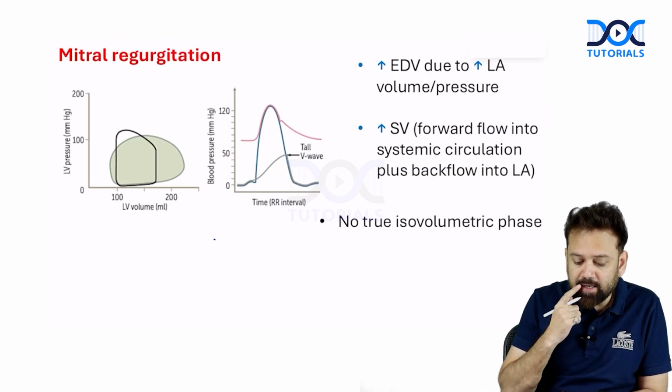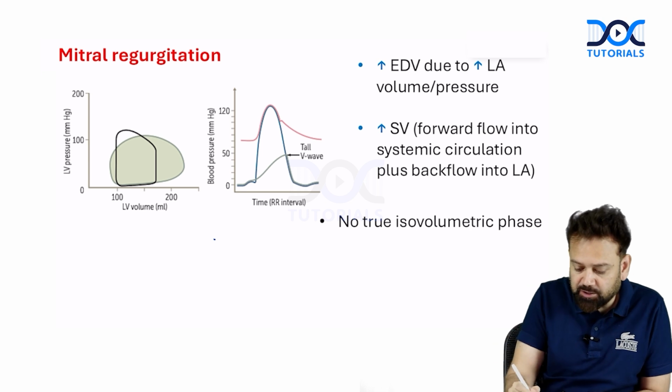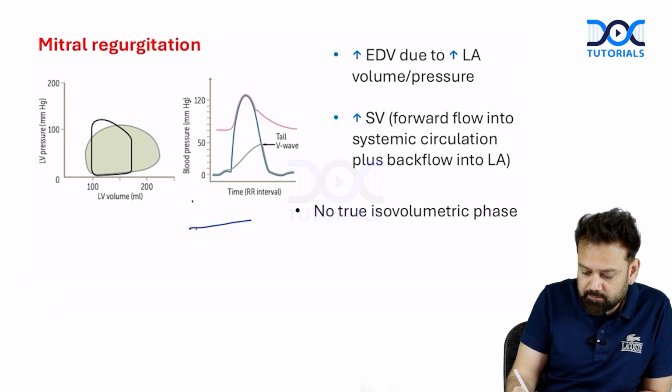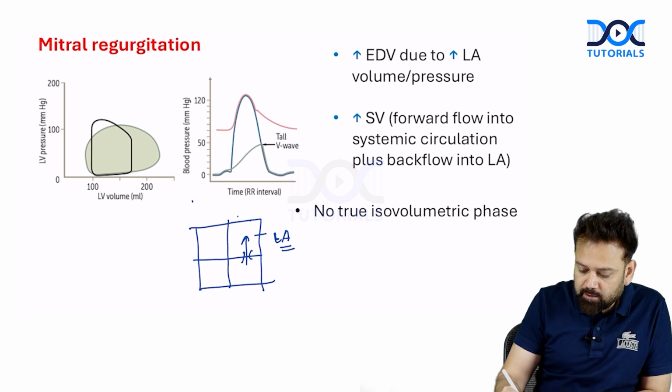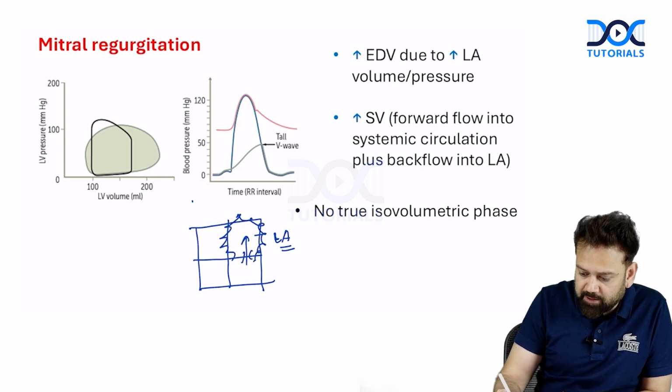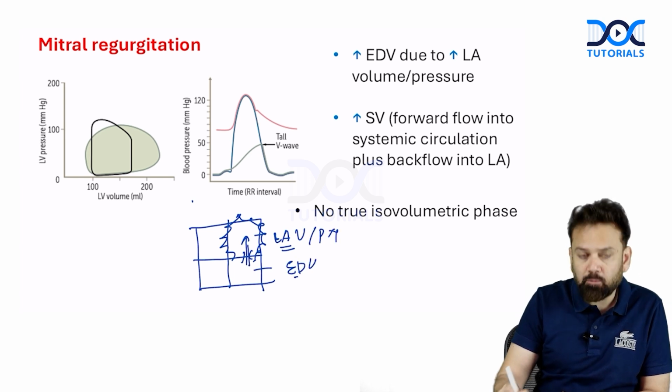Now, mitral regurgitation. Now, what will you see? In mitral regurgitation, blood is leaking into the atrium, the left atrium. But every time when there is more and more blood, there will be more force of contraction. It will fill more and more. It will increase left atrial volume and pressure also. So it will cause more end diastolic volume also because of this.